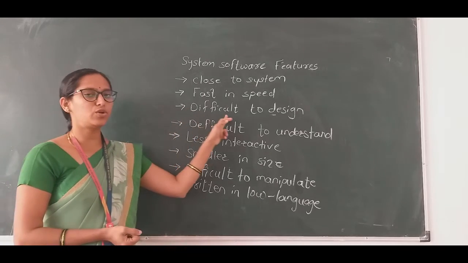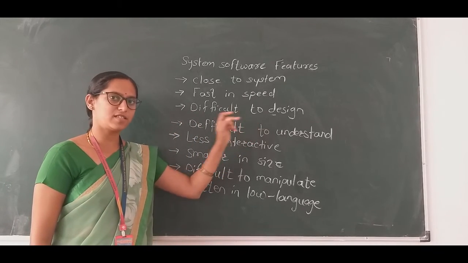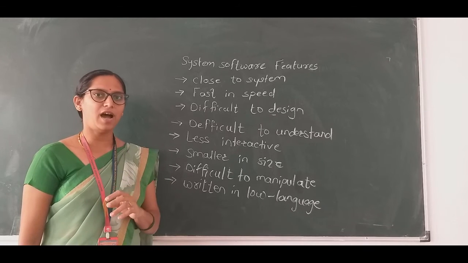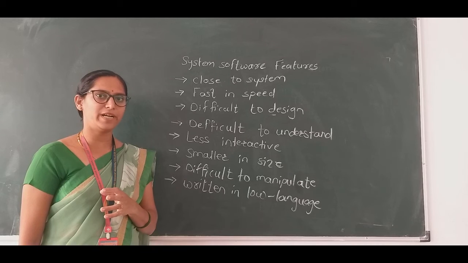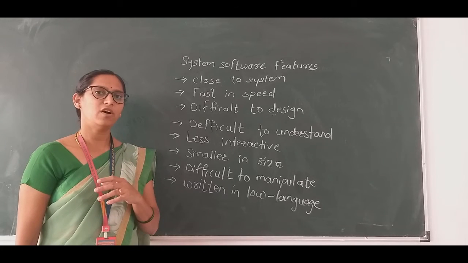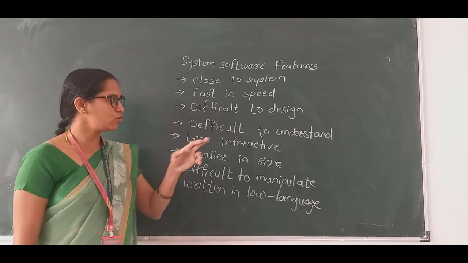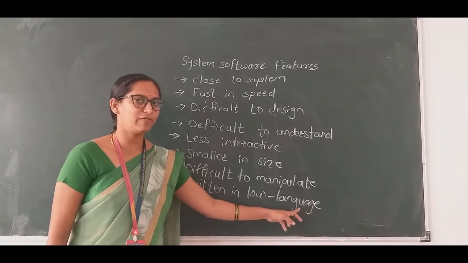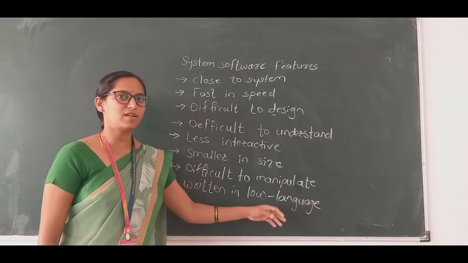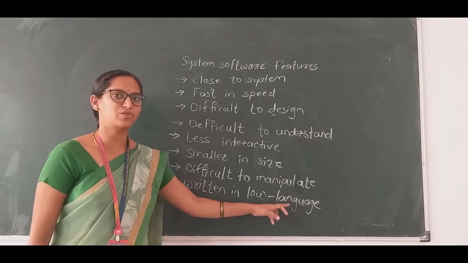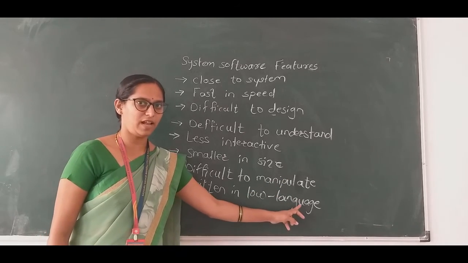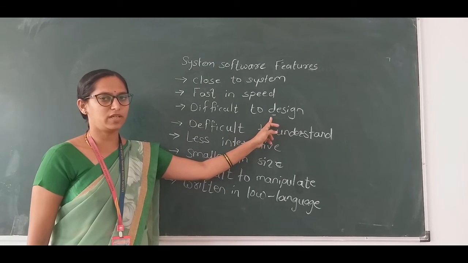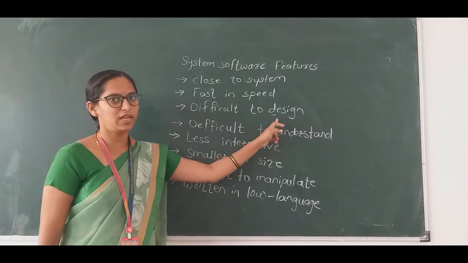Third is difficult to design. Why? Because it's system software, that's why designing on that platform is hard. Why? Because all the different operating systems are designed on different platforms, using which languages? Low level languages. Those languages are hard to understand, hard to implement, hard to write. That's why using those low level languages, they can design the system software. That's why it is called difficult to design.